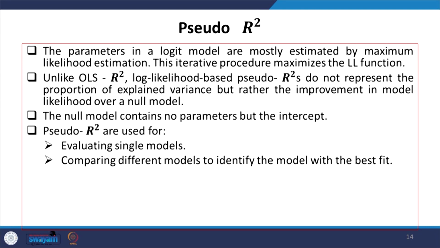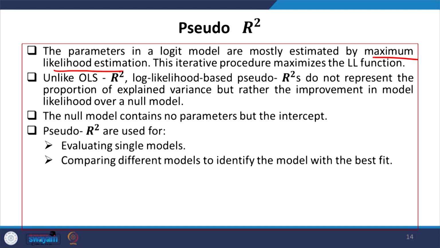Pseudo R square is, though less often used, specifically discussed in some contexts, for some particular models. It's not called R square, it's called pseudo R square, a certain goodness of fit. The parameters in a logit model are mostly estimated by maximum likelihood estimation, not by regression coefficients. It is not a coefficient, it is through the maximum likelihood estimation. This is an iterative procedure maximizing the likelihood function.